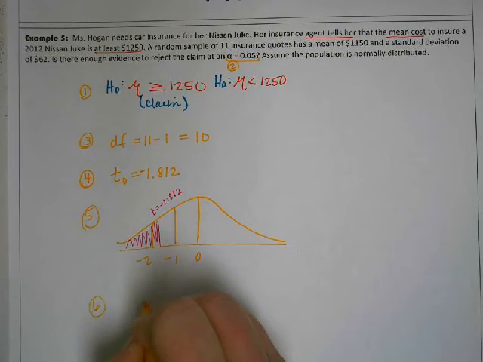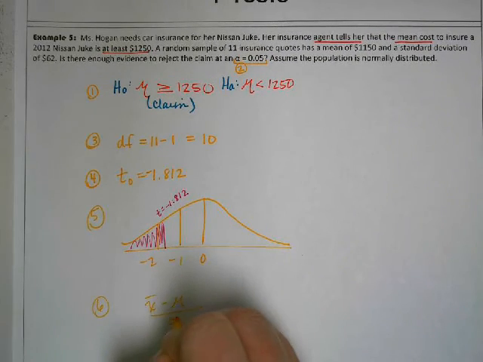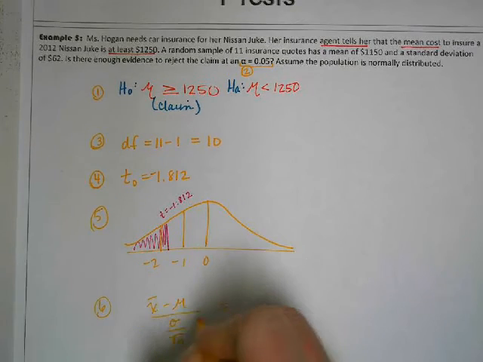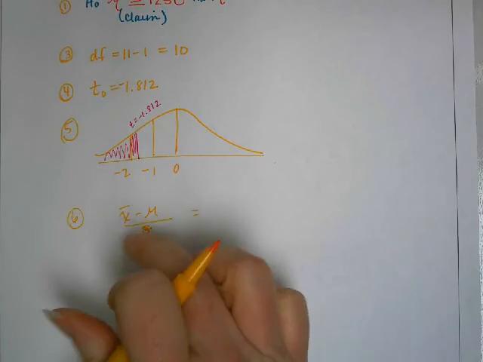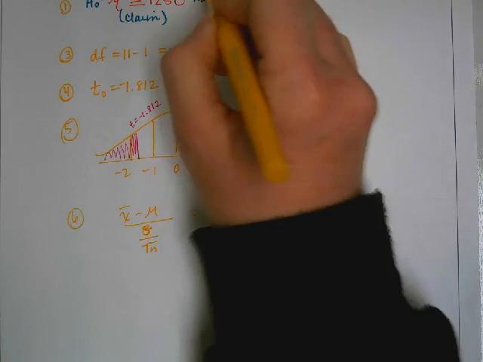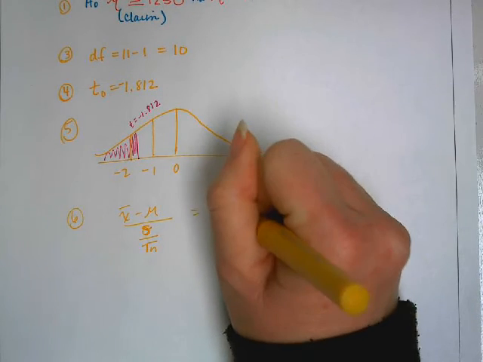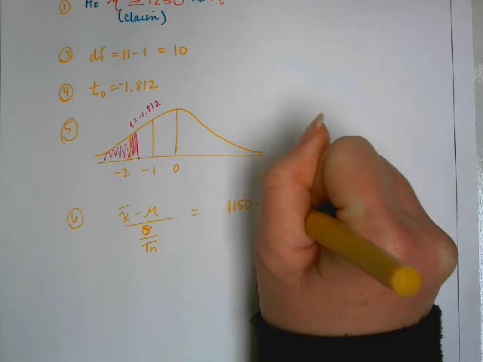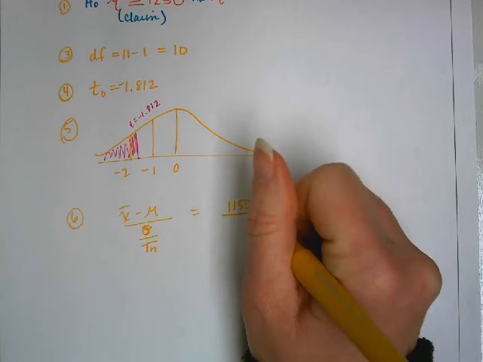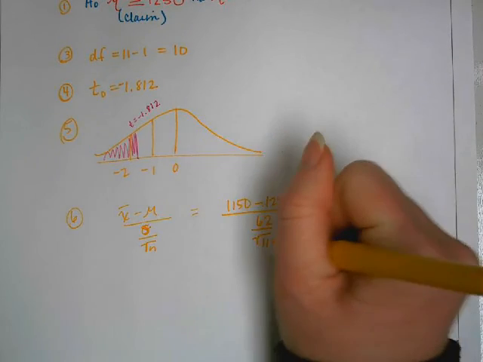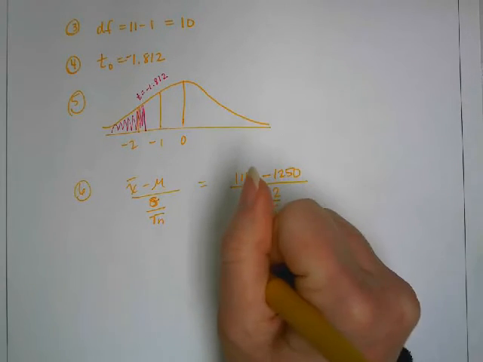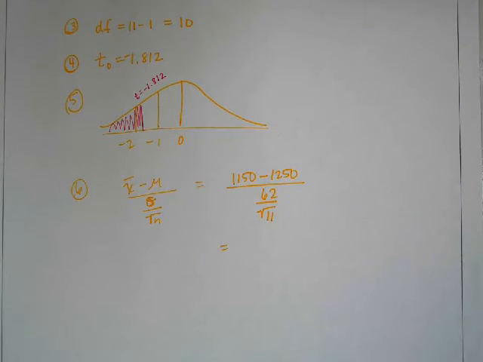Remember, that's going to be x bar minus mu over the standard deviation divided by the square root of n, or I can use s here since I don't have a population standard deviation. From my sample, the sample has a mean of 1150. That goes first, minus the 1250, over the standard deviation 62 divided by the square root of 11. Now be careful right here, because we've already used degrees of freedom, and sometimes people will accidentally plug the degrees of freedom in there instead of your n value. You need your actual n value to plug in right there.